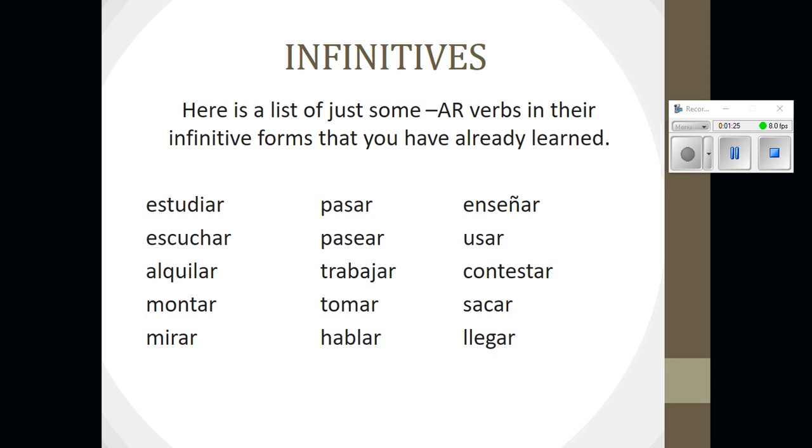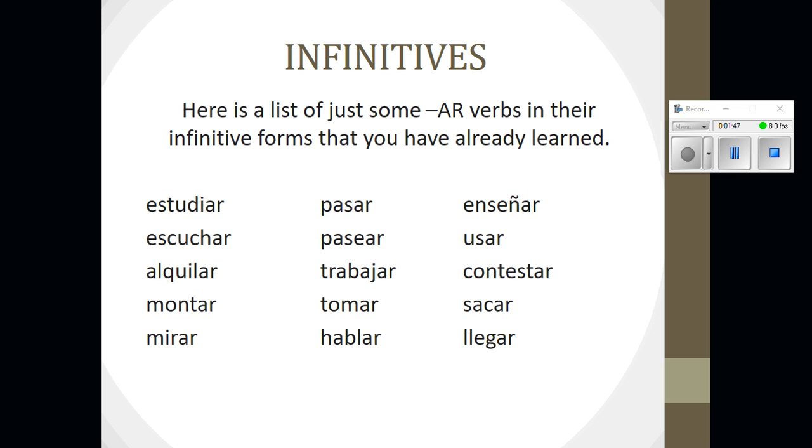Okay, here's a list of some AR verbs in their infinitive forms that you've already learned. Notice on your note guide, it's going to ask you to fill in 5 of those and also what they mean in English. So I will go through them, say what they are, and give you the English meaning, and you'll have to write those down or pause or go back so that you can get all 5 that you would like to use.